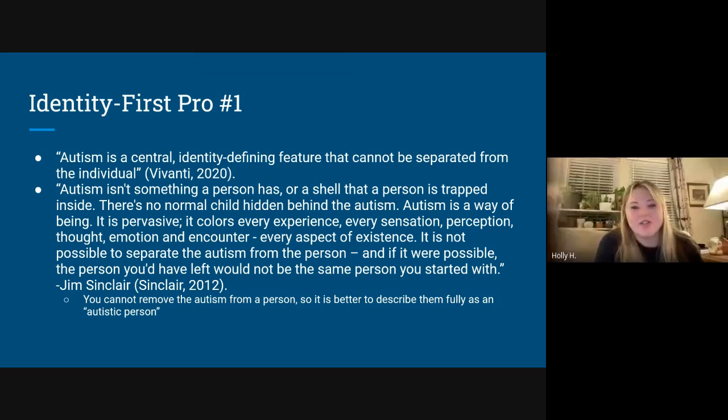So our first pro for identity-first language is that autism is a central identity-defining feature that cannot be separated from the individual. That's coming from Vivanti 2020. Autism defines every part of an autistic individual, so that should be recognized in the language we use.